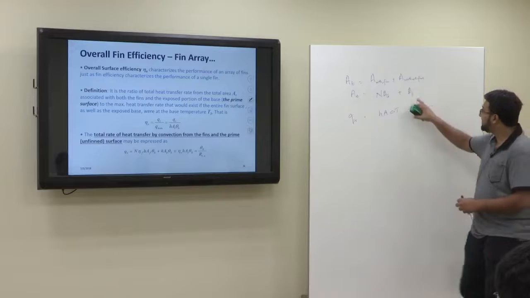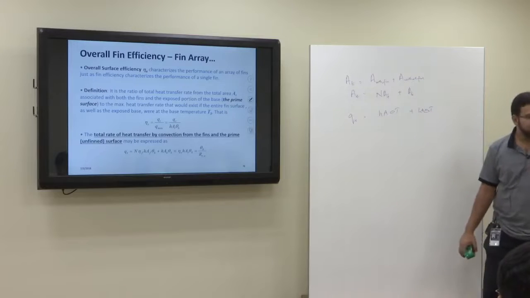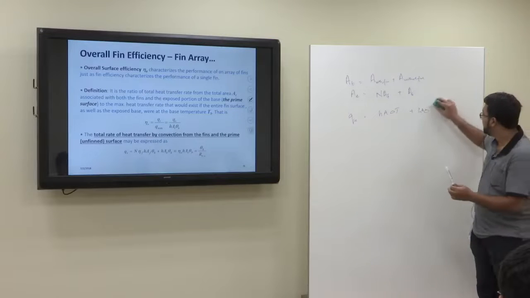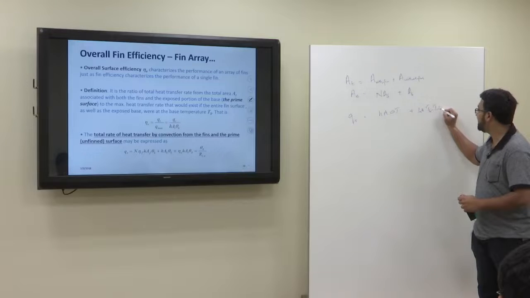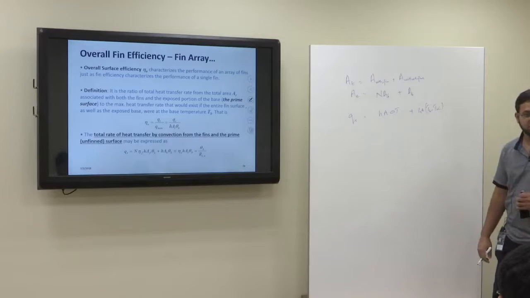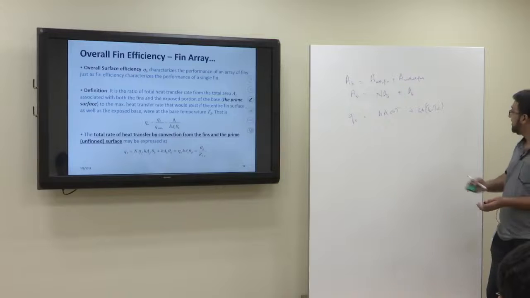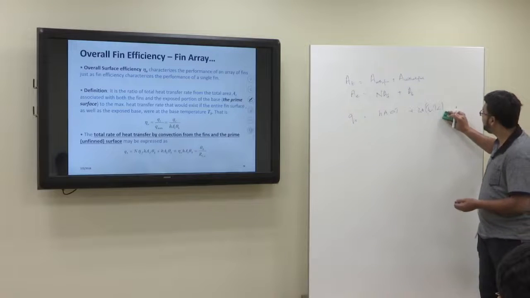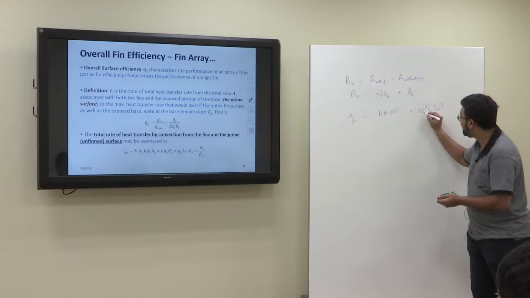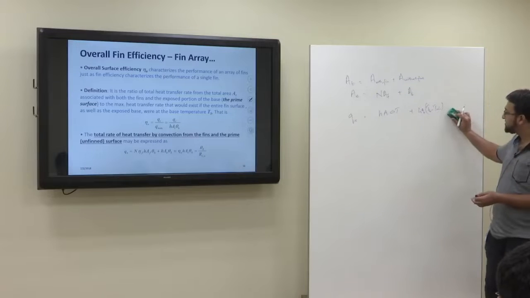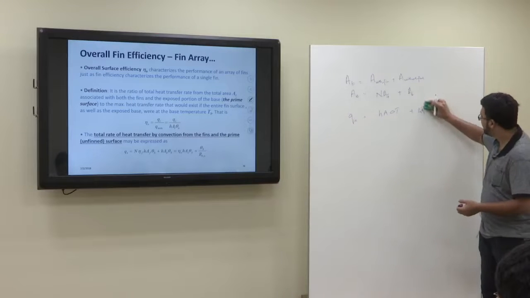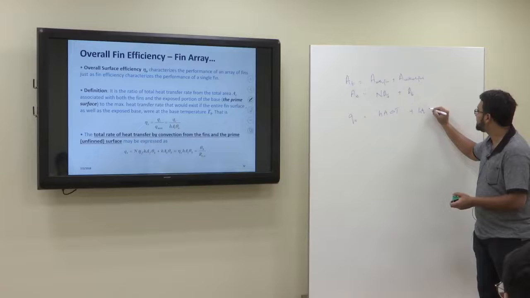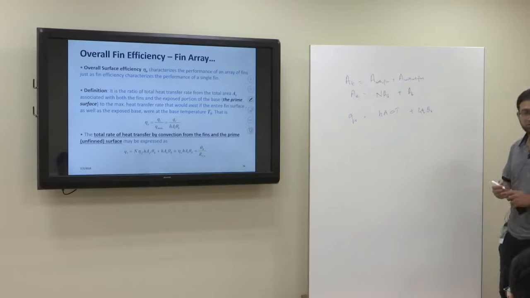Now, for the case of the base area, the base temperature is Tb, so delta T would be T base minus T infinity, and the area is AB. And T base minus T infinity is theta B. So we have this theta B.